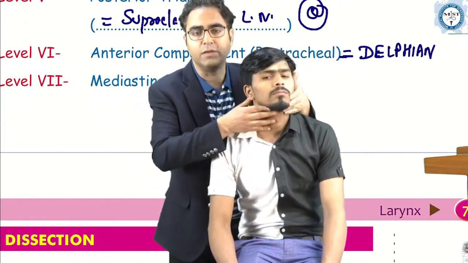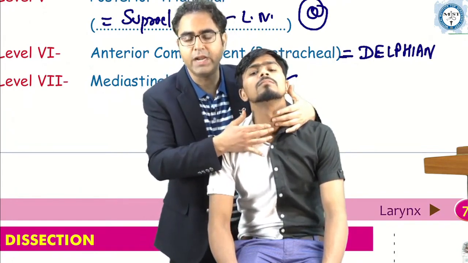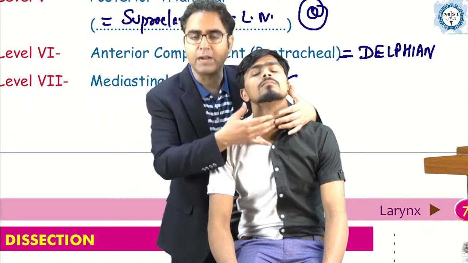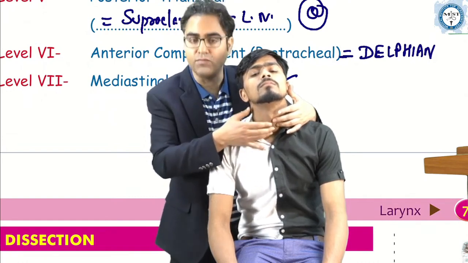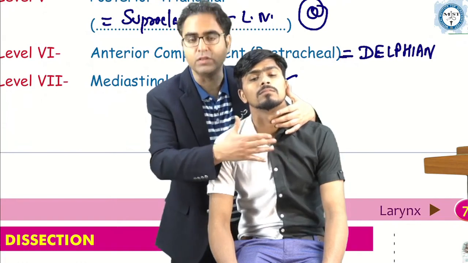And finally, level 6 is here. This is pretracheal, also called the anterior compartment, or Delphian lymph node. And level 7 you can palpate in the mediastinum, that is in the thorax or chest.